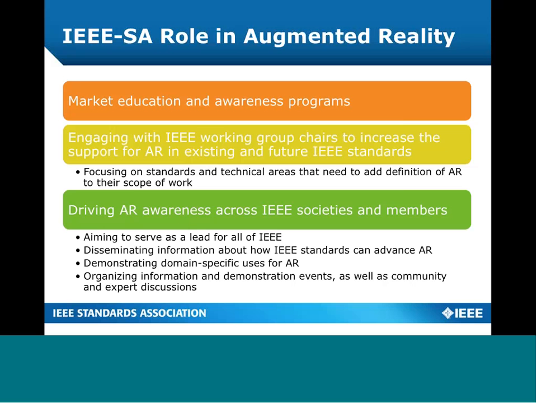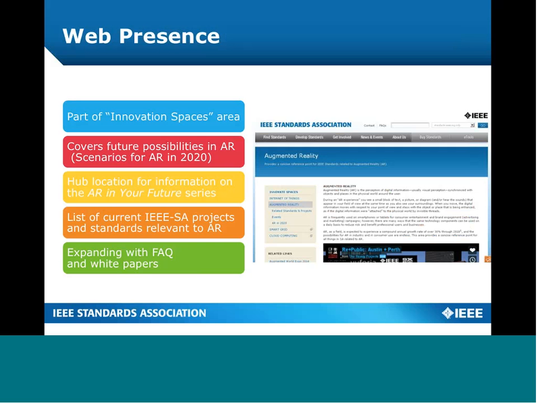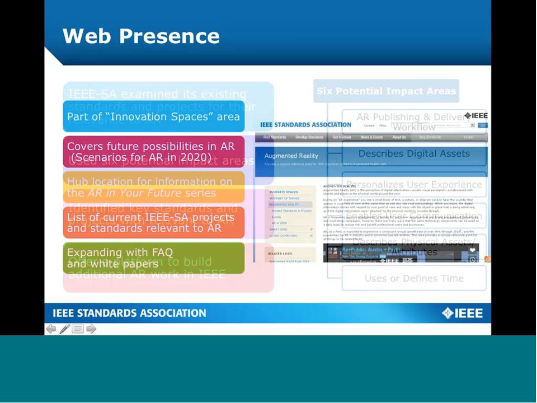The IEEE-SA helps disseminate information about standards and how open and interoperable augmented reality can come about, and to demonstrate domain-specific uses for AR. There'll be many more programs. You can find out more about those and stay up to date on the website. It's part of the Innovation Spaces area on the IEEE-SA website, and as I mentioned, covers the scenarios for AR in 2020, as well as all the information needed to access the archives of the AR in your future series. There's a list of current standards and projects that are relevant to AR, and in the future, you should go there to look for white papers and other resources.